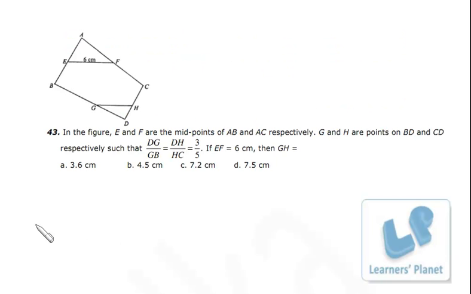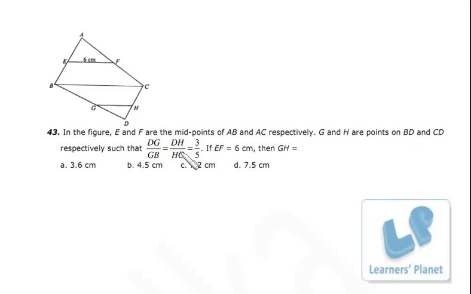Let's see this question. In the figure, E and F are midpoints of AB and AC respectively. G and H are points on BD and CD respectively, such that this is the case. If EF is equal to 6, then GH is equal to? Okay, so what I do, first of all, I join B and C. Now, it's going to be a very interesting problem. Just listen to me carefully.